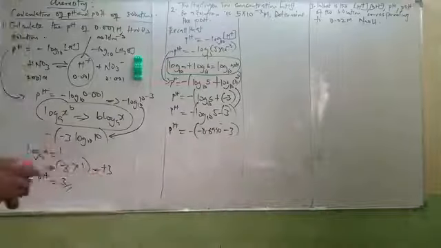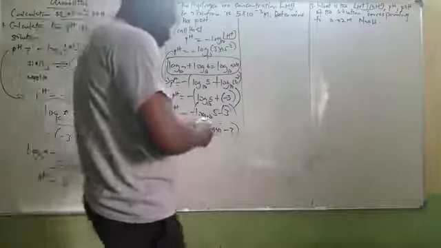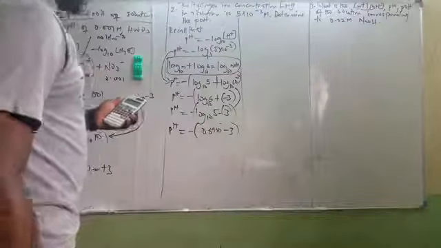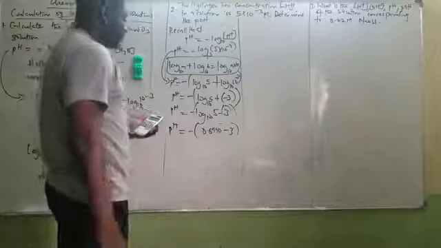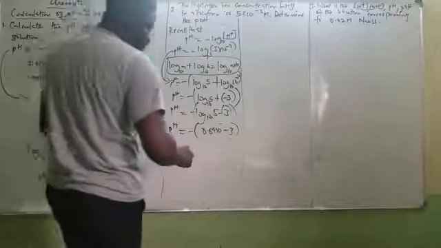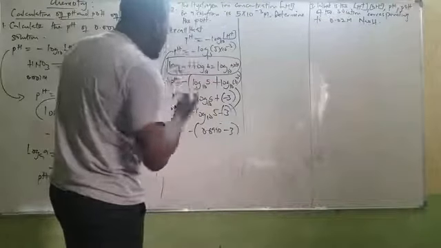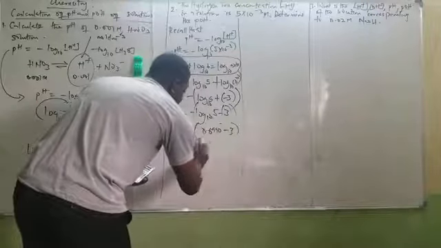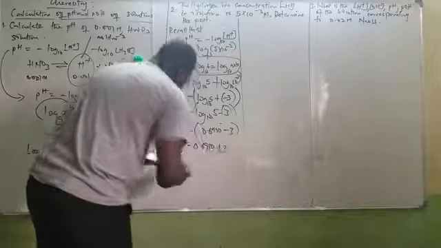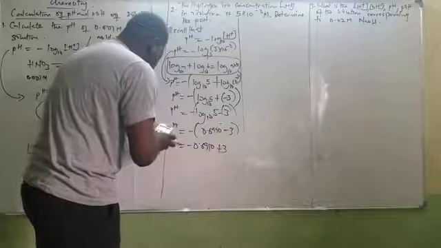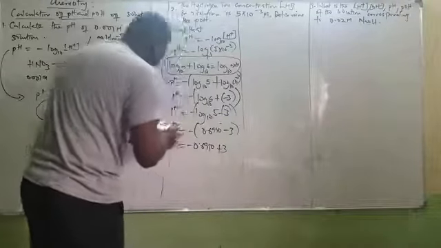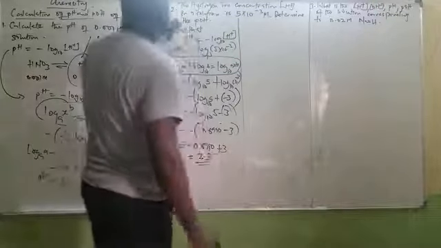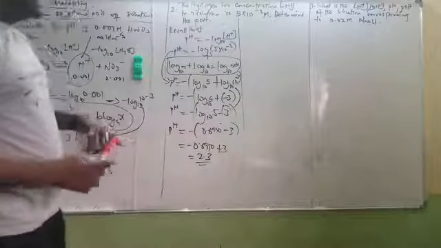All right, so log 5, okay, 0.6990 minus 3, right? So if I want to do this, then I will be having something like this. To multiply this, the minus, that would be minus 0.6990 plus 3, right? So minus 0.6990 plus 3 will give me 2.3. So this is the pH for this equation.